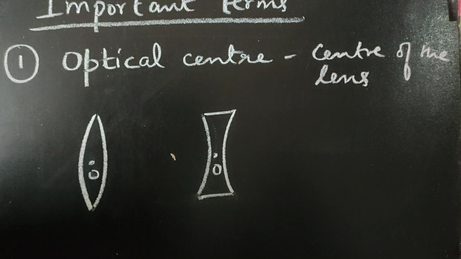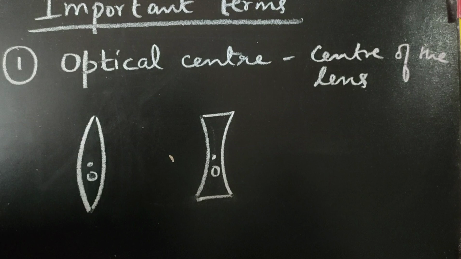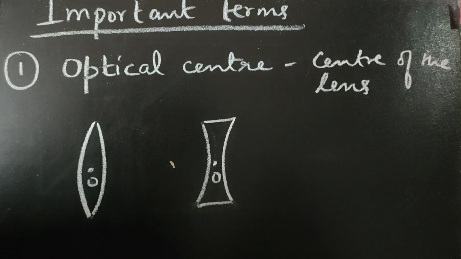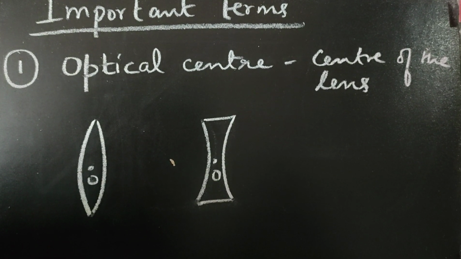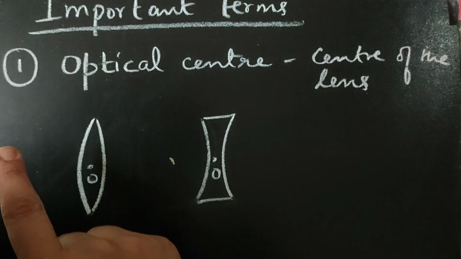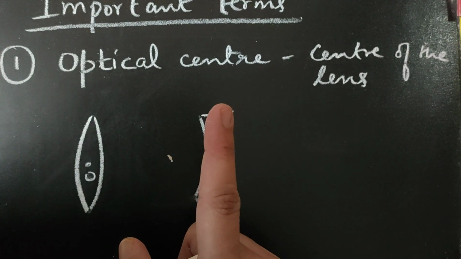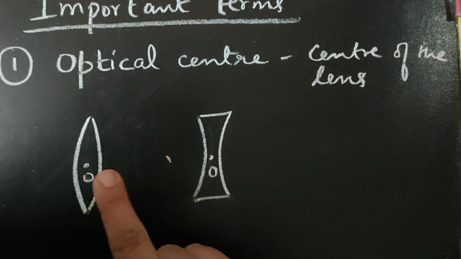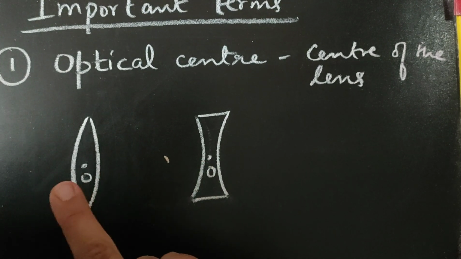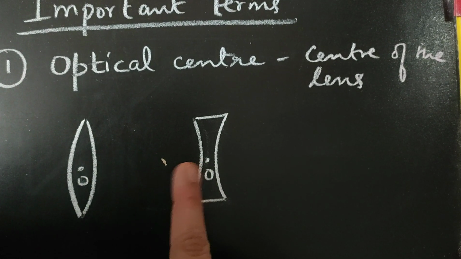It's a diverging lens. We'll now discuss some of the important terms related to lenses, just as you have already done for mirrors also. The first term is optical center. It is the central point of the lens, labeled as optical center.